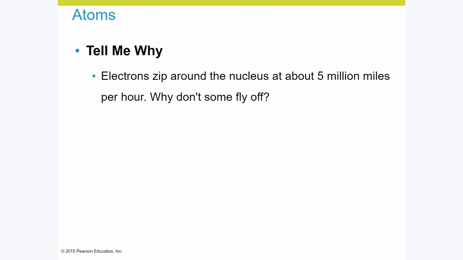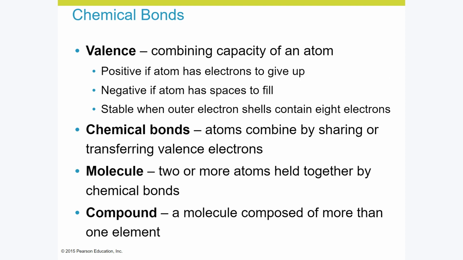So the first, tell me why. Electrons zip around the nucleus about 5 million miles per hour. Why don't some of them fly off? All right, so chemical bonds.